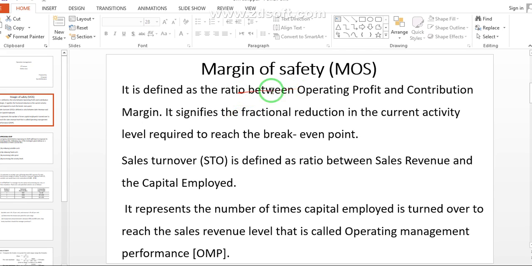So apart from understanding the margin of safety, we have to know about sales turnover. It is also accounting terminology basically, but under the operations, as I said before, there is the requirement of some expenditure.